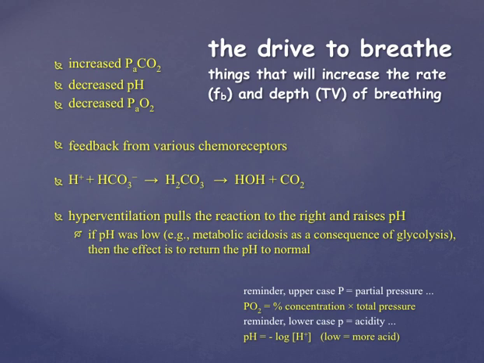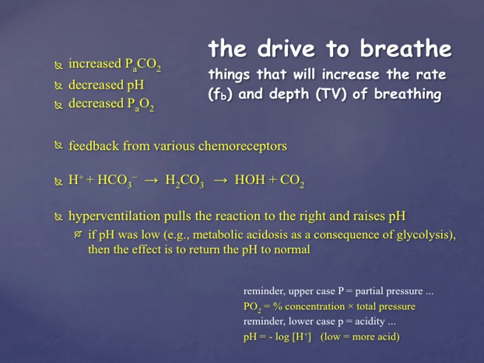Decrease in PaO2, a reduction in the amount of oxygen. Lungs aren't doing their job. We have to breathe more. And we have receptors, chemoreceptors, which monitor the levels of carbon dioxide and oxygen in the arterial blood to tell us if the lungs are doing their job. So these are feedback responses. Now, the middle one requires a little more thought. If the arterial blood becomes acidic, that will drive us to breathe more.